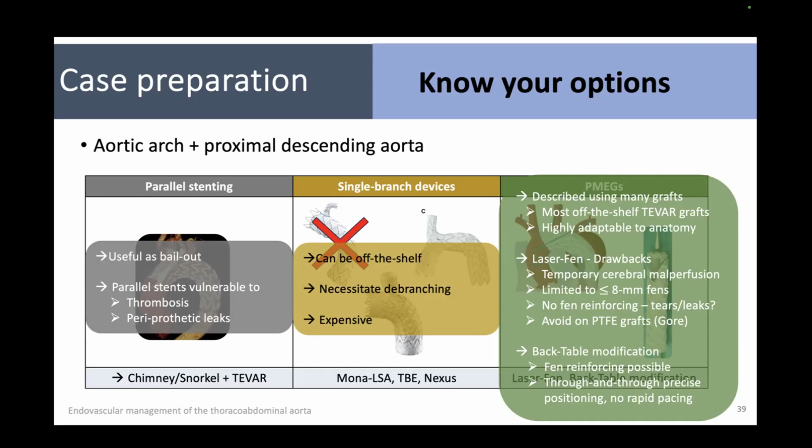It's also possible that in the future we could have some tears or leaks in the grafts because of the inability to reinforce these fenestrations. It's not a good thing to do on PTFE grafts like the Gore grafts because sometimes the hole just doesn't poke. The laser doesn't poke a real hole in the graft. So that's to think about too if you have Gore grafts on your shelf. Back table modification is another PMEG that could be used. You can reinforce the fenestrations that you do. There are different techniques that you can use, and you can use a through-and-through wire, which could be life-saving for the positioning of the graft in the arch, since it kind of does it by itself with the through-and-through wire.